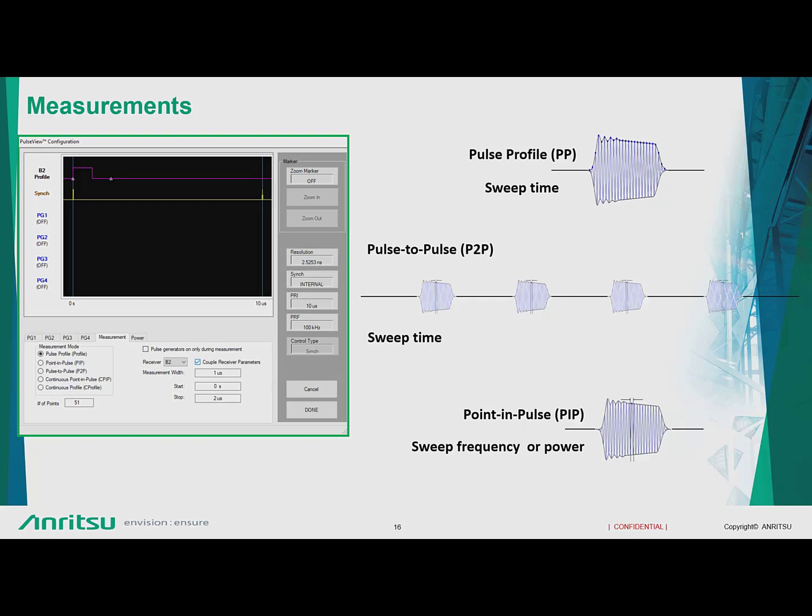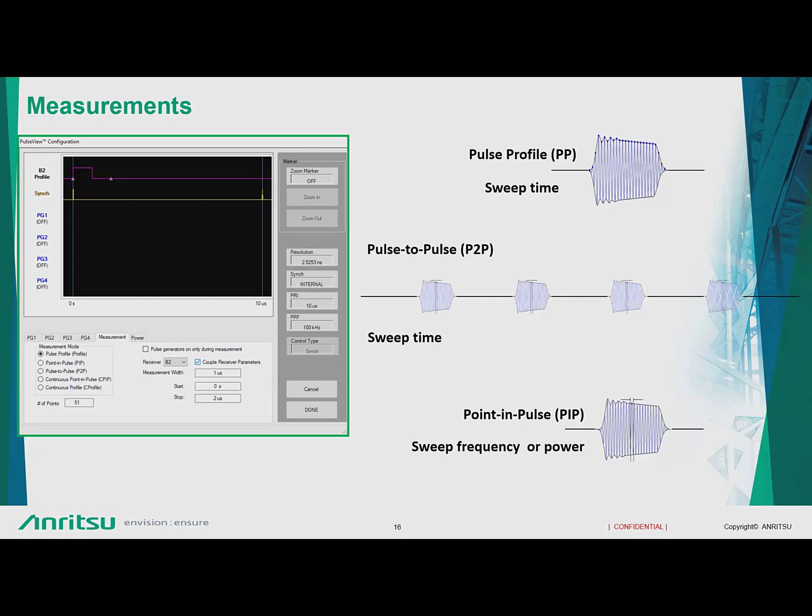So that is basically pulse to pulse, and all these things that I'm explaining here, I have covered them in detail in a video demonstration file in this lecture series. And then the point in pulse is basically if you want to analyze a particular point in a pulse, and you really want to dig deep as to what is happening inside that pulse. So if you want to measure pulsed S parameters, you would want to sweep frequency, and you can also sweep power while doing a point in pulse.